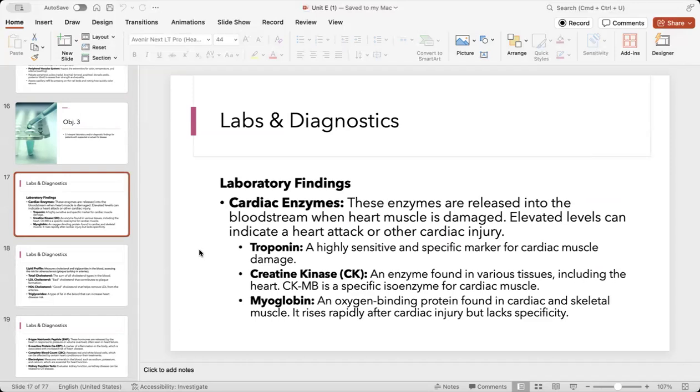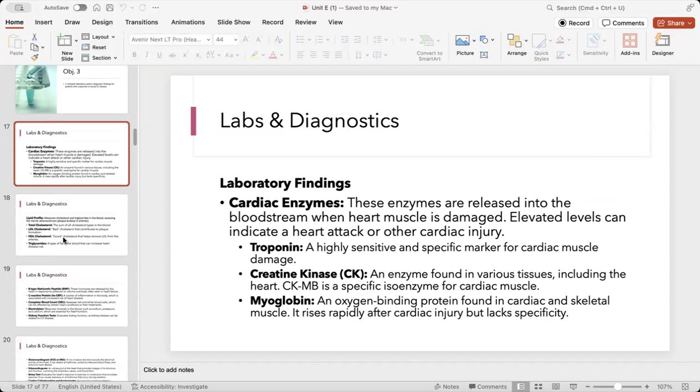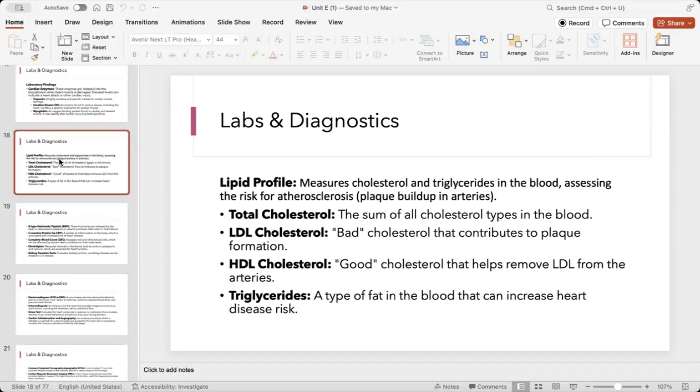The troponin is very common. A creatinine kinase is also a common lab, you'll hear it referred to as a CK. Myoglobin, not as common unless you're in a really specific cardiac area, but I did throw it in here. Other labs that you're likely to see.